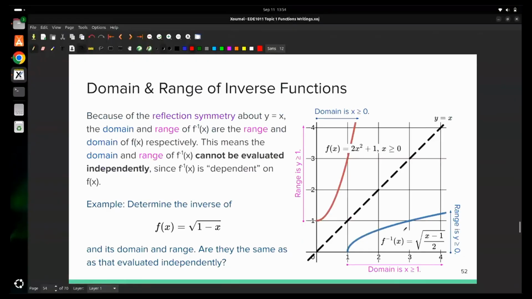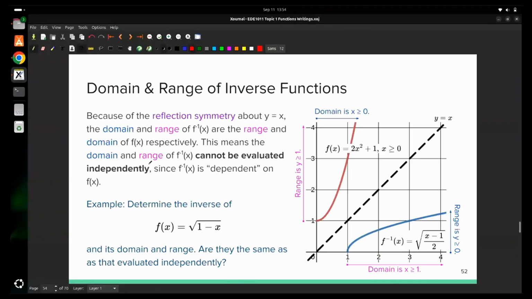So this one is easy to understand. Because there's a reflection, you can see that the domain for f becomes the range for f inverse. Then the domain for f inverse is actually the range of f, because there's also a reflection of the domain and range since you are reflecting the whole curve. That makes sense. So you should not evaluate the domain and range of f inverse independently, because f inverse depends on f.